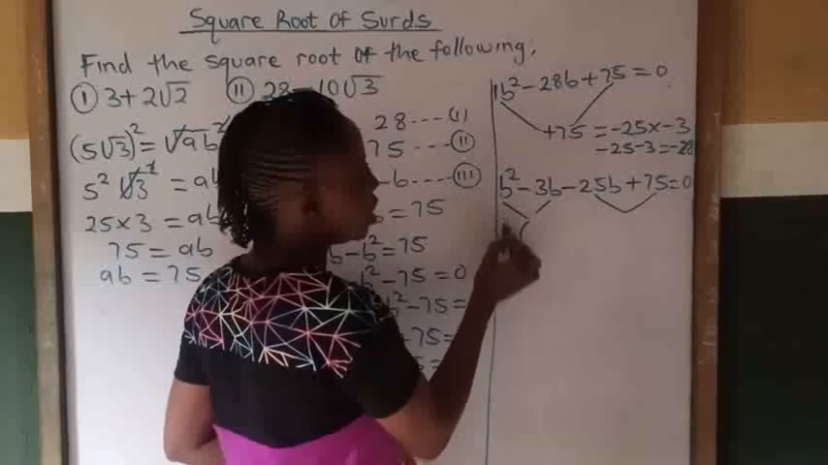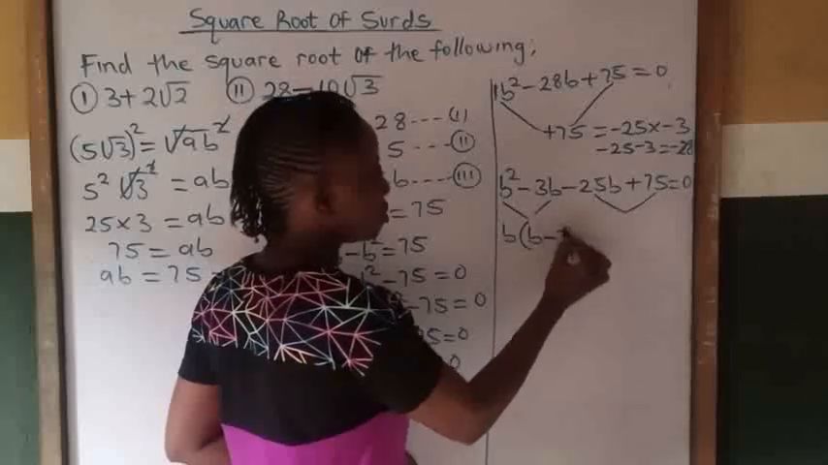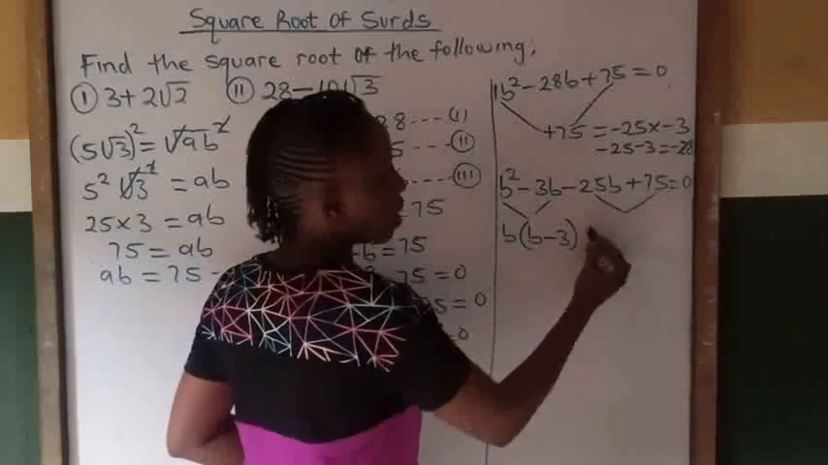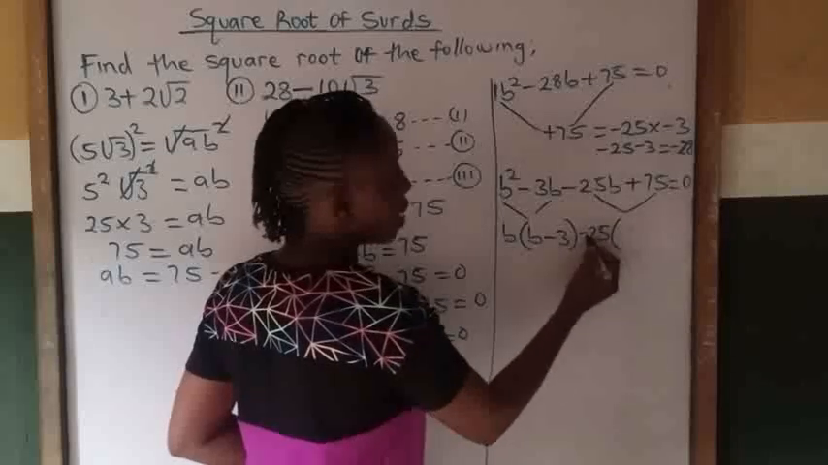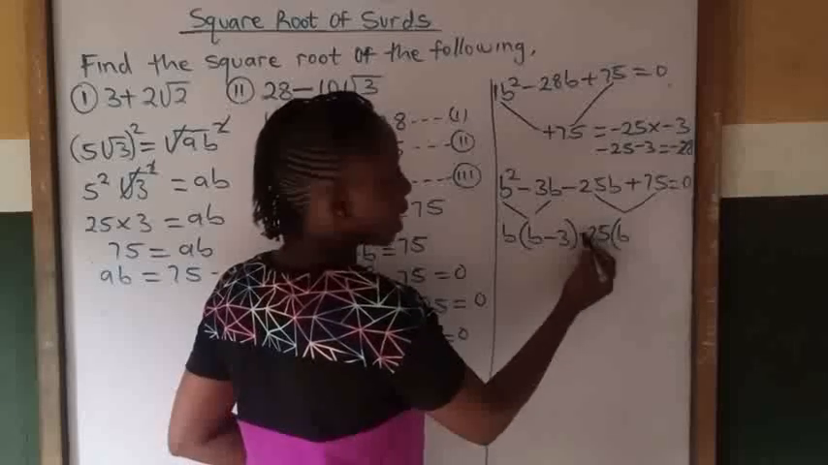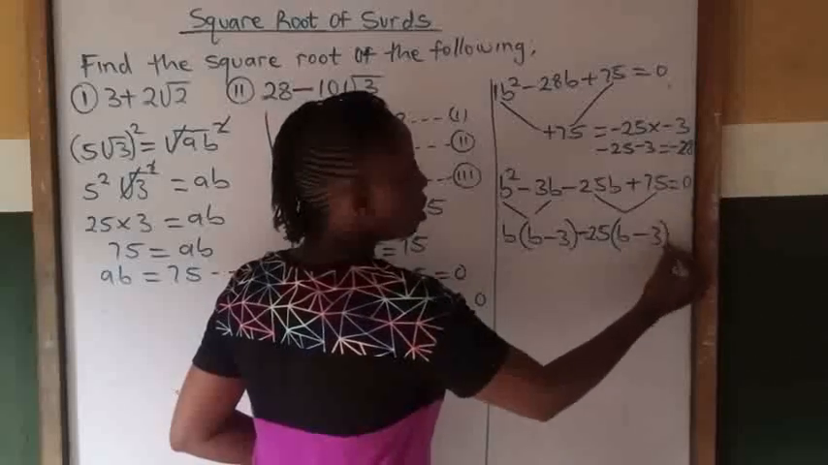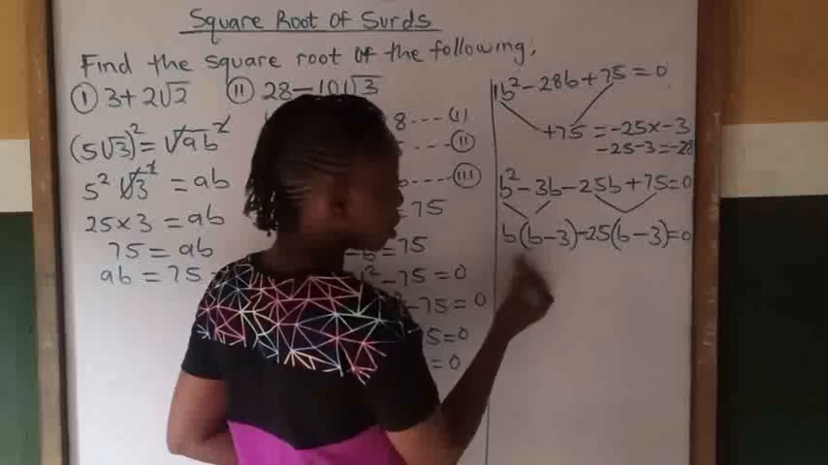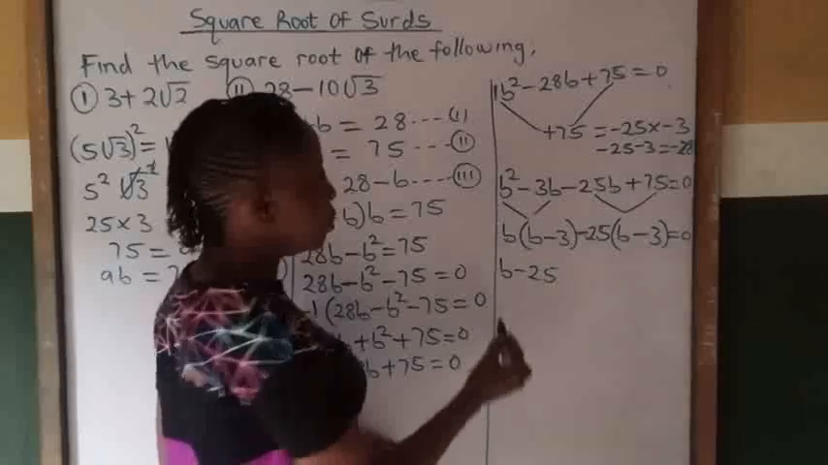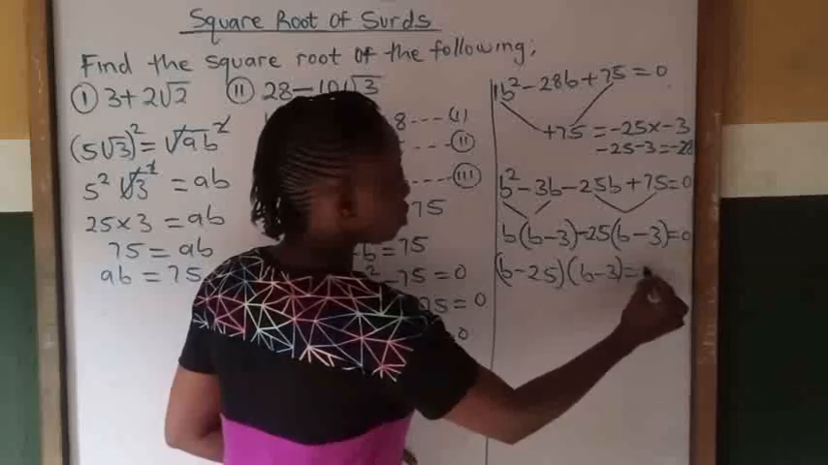In the bracket, b divided by b squared will give us b. Then b divided by minus 3b will remain minus 3. Then what is common to minus 25b and 75? That is minus 25. So minus 25 divided by minus 25b will give us b, and minus divided by plus will give us minus, so minus 25 divided by 75 will give us minus 3. So bringing together what we have outside the bracket, that would be b minus 25, then b minus 3 equal to 0.